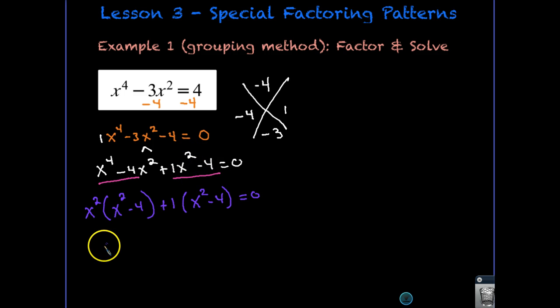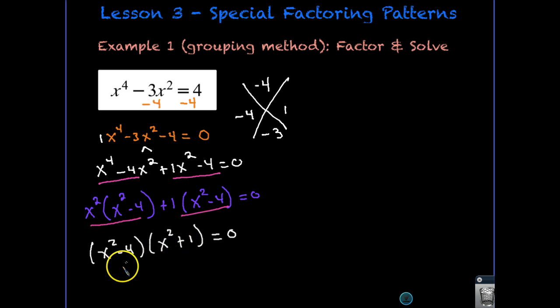Okay, now I have these two groups, and I notice that I have the x squared minus 4 twice. So what I'm going to do is factor out the x squared minus 4 and then write what's left, x squared plus 1. Once I have this factored, then I can solve it. But notice something. I always need to look at my final factors to see if in fact it truly is factored all the way down.